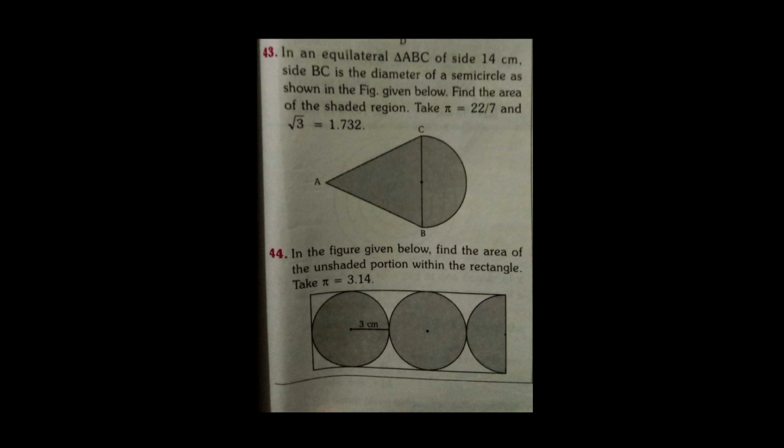To find the area of a rectangle, we should know the length. See here it is given 3. This is also 3, that means the total here is 6. Again, this is also 6. This is 3. So 6 plus 6, 12. 12 plus 3, 15. That means the length of the rectangle is 15 centimeter. And the breadth here is 3, because the radius is the same, this is 3, so 6 centimeter. So 15 into 6 will give you the area of the rectangle.